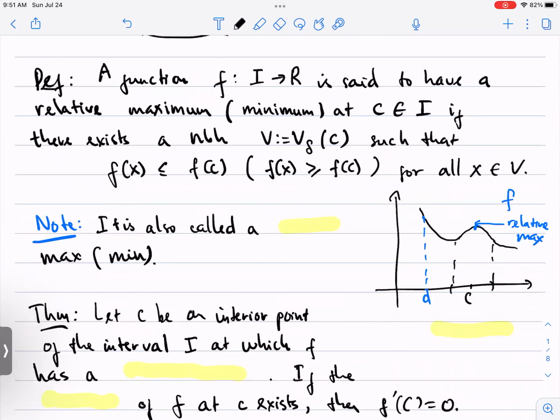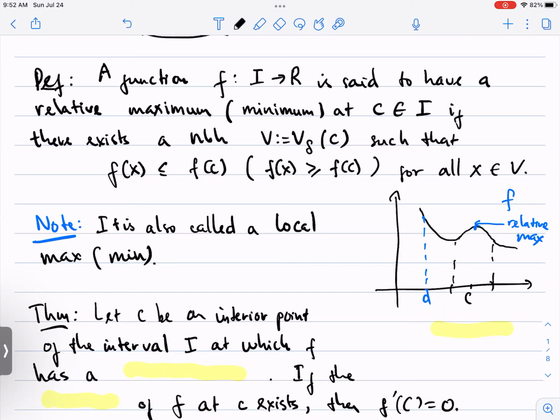So the relative maximum or minimum, they are also called local maximum or minimum, to illustrate the idea that this is a local behavior. You only compare the value of the function with a nearby.